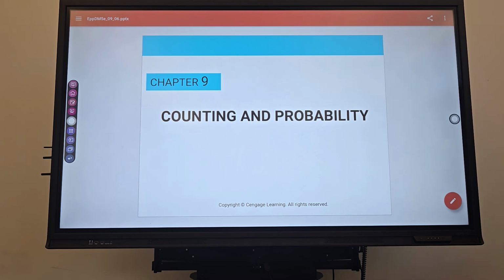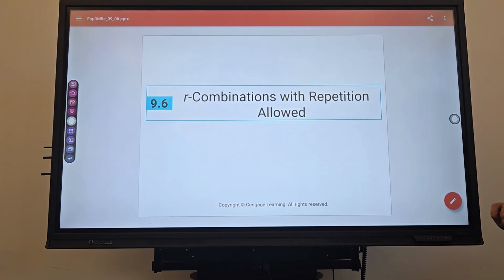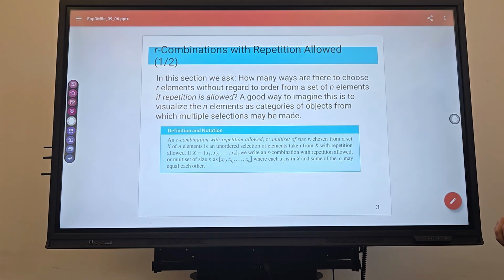Okay, so we're going to continue our discussion of counting and probability with R combinations and with repetition allowed. In this section we ask, how many ways are there to choose R elements without regard to the order from a set of n elements if repetition is allowed? A good way to imagine this is to visualize the n elements as categories of objects from which multiple selections may be made.